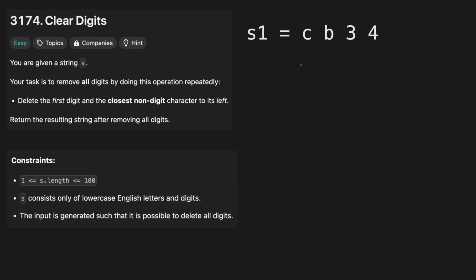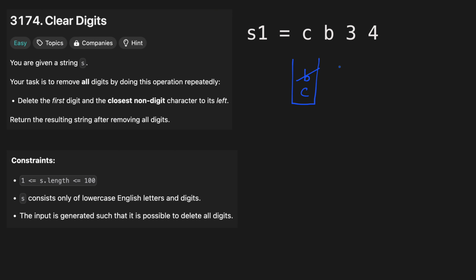So for example, we can add the characters to the stack. So the first character we see is c, we add it to the stack. Next character we see is b, we add it to the stack. Then we see a digit which is 3, so we pop out b from the stack.